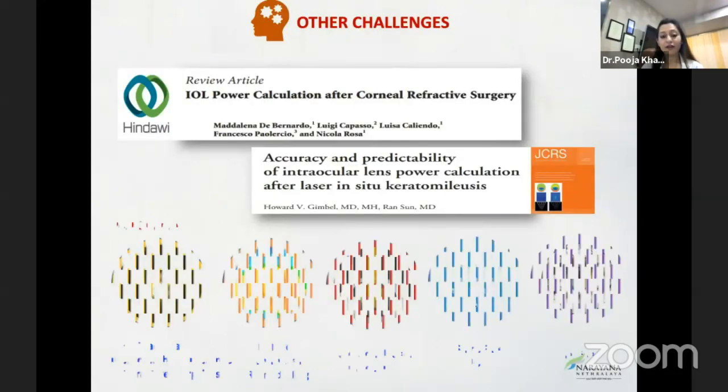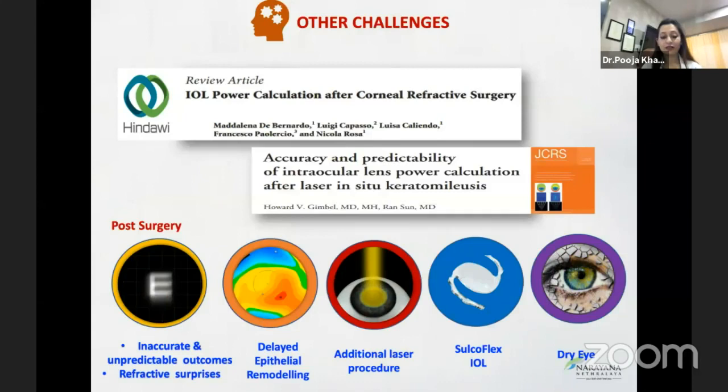So now, if I do a cataract surgery, then post-operatively there will be inaccurate and unpredictable outcomes, refractive surprises. There can be delayed epithelial remodeling, which will again cause poor visual quality. The patient will require an additional procedure, because of which the patient can land up with a refractive surprise. When we are trying to regularize the surface, he or she can land up with a refractive surprise. For that, we might need an additional procedure or a piggyback lens to correct that refractive error.